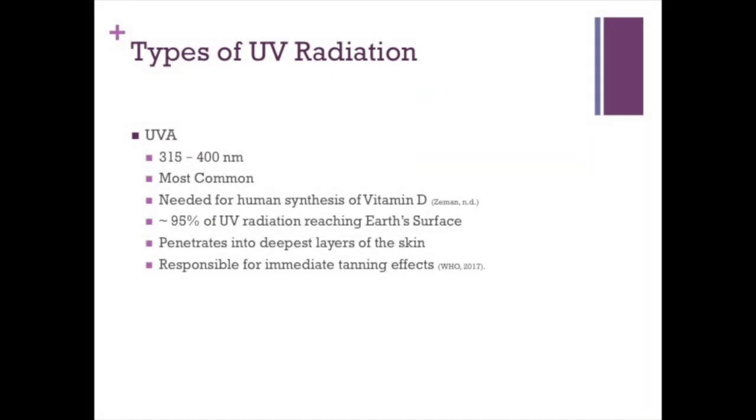The first type of UV radiation is UVA. It ranges from 315 to 400 nanometers, and it is the most common type of UV radiation. This is because approximately 95% of UV radiation reaching the Earth's surface is UVA. UVA is necessary for human synthesis of vitamin D. However, it can't penetrate into the deepest layers of the skin. It is also responsible for immediate tanning effects.